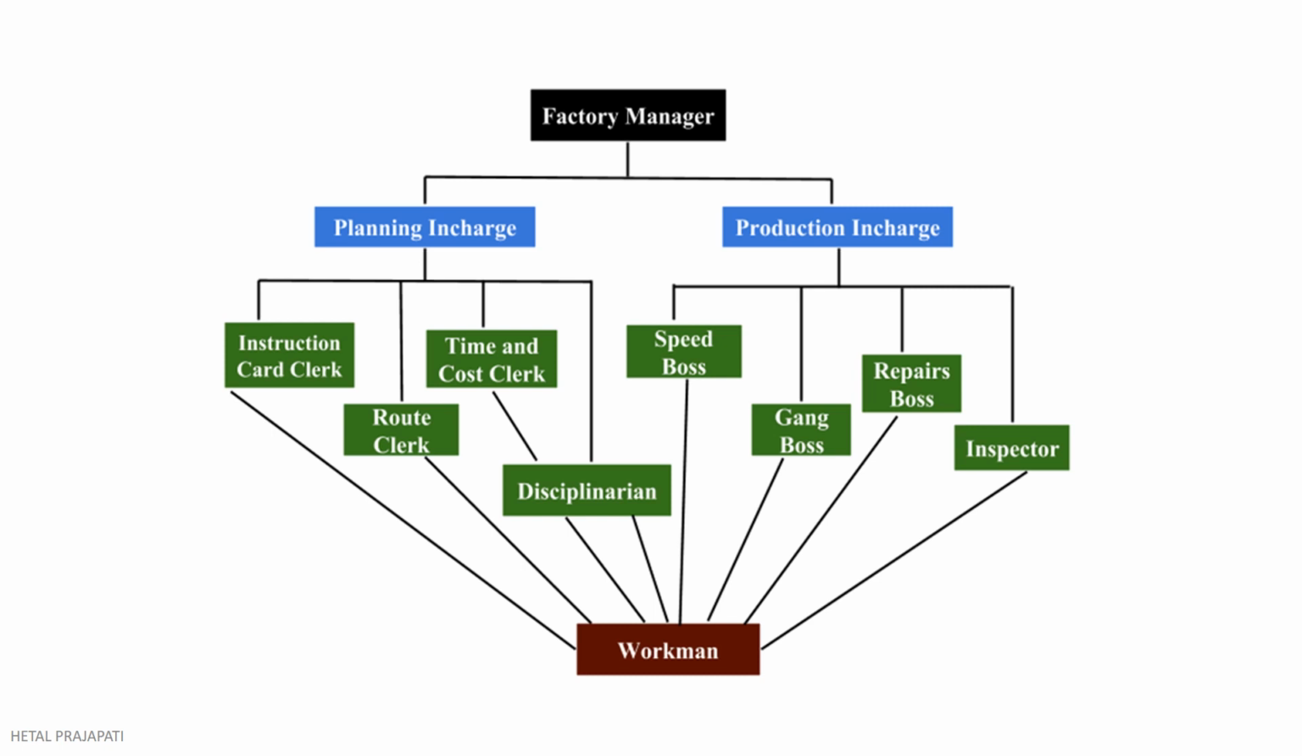Next is the repair boss. The main function of the repair boss is to keep the machines and the tools in working condition. Next, the inspector. He inspects the things produced, compares their quality with the standard prescribed for them, and tries to find out the differences. In case of an unfavorable result, he initiates corrective action.